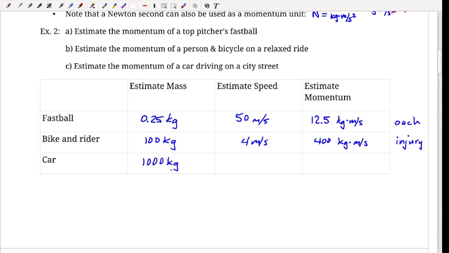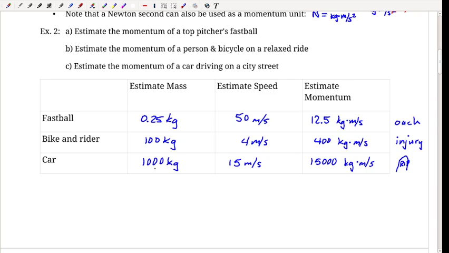It's another order of magnitude. And driving on a city street, well, let's say they're not going super fast, but maybe around 15 meters per second. I can actually go 15 meters per second on my bike, so that's not as fast as a car can go for sure. And then multiply those together, that gives us 15,000 kilogram meters per second. You get hit by this car, you are going to be maybe not living anymore. Rest in peace. Here's your gravestone. So car, even more momentum, because of the mass.